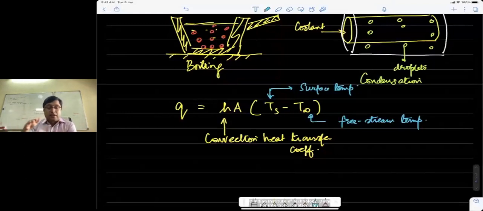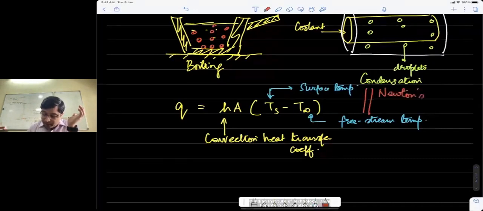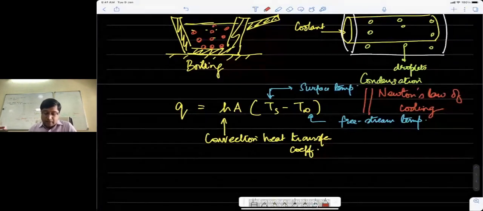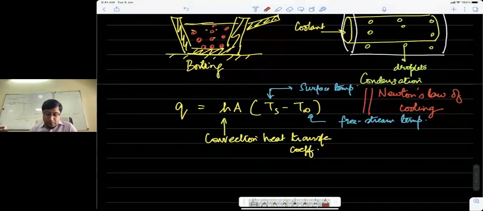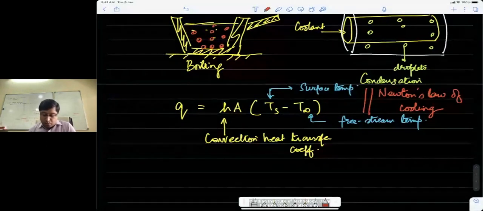A is the contact area between the solid surface and the fluid. So this is the rate of heat transfer. This celebrated equation is called Newton's law of cooling. When you say the rate of heat transfer in convection is proportional to Ts minus T infinity, that is Newton's law of cooling. Let me say a few things about this convection heat transfer coefficient, which is the constant of proportionality in this law.